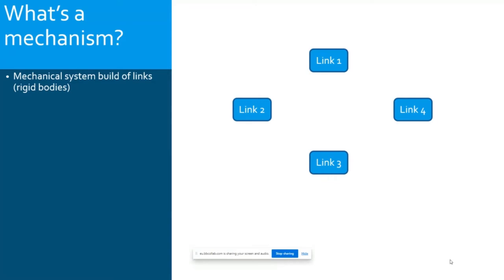A link is a rigid body. A rigid body conserves shape, conserves distance, and also conserves angles. If we take any three points, these three points can make an angle between them, and this angle will be the same during any motion of the link. So a mechanism is built of several links, several rigid bodies. We will see later that we need at least three, a minimum of three, but there is no maximum number. But to keep the design simple, we always try to have as few as possible. A mechanism is built of links, which are rigid bodies, with a minimum of three links.